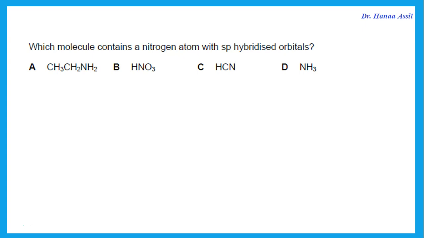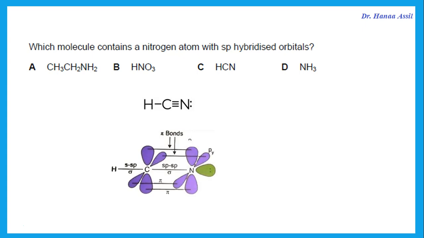Okay, let's take a look at some questions. Which molecule contains a nitrogen atom with sp hybridization? Remember we said sp hybridized orbitals means we must have a triple bond somewhere. So the carbon has to make a triple bond with the nitrogen, and this is not present in the other options because we said the triple bond means 2 pi bonds. So these are sp and sp, and the 2 extra electrons in the 2p orbitals will be used to form pi bonds. So HCN has sp hybridization.